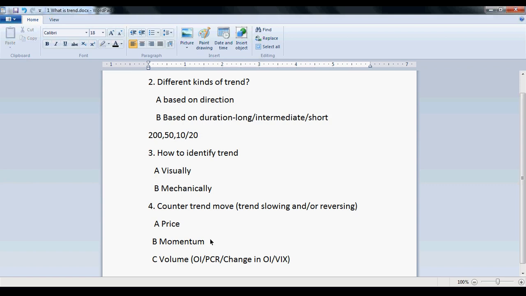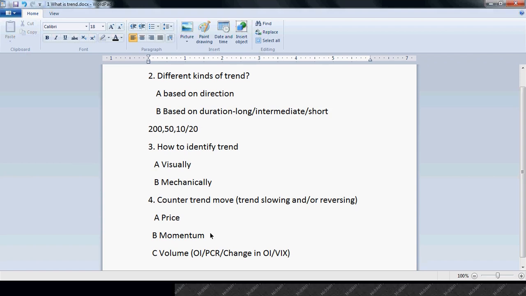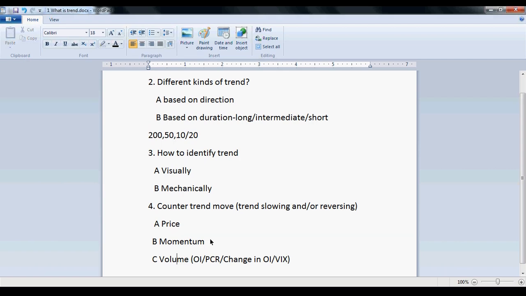So counter trend move, yes, we can trade that, but it is better to wait for a confirmation and then take the counter trend move, rather than trying to predict any kind of counter trend move. If you try to predict that as a counter trend move and trade, it will cost a lot of money, energy, and we will lose a lot of opportunity.